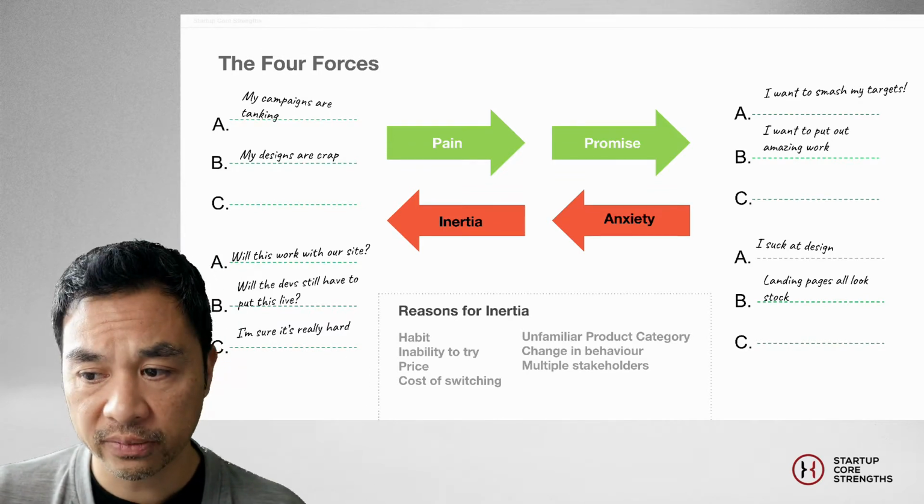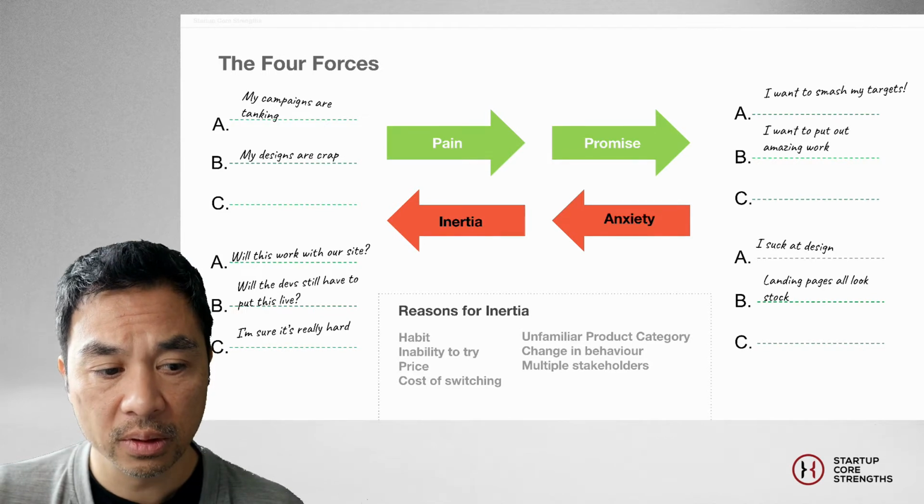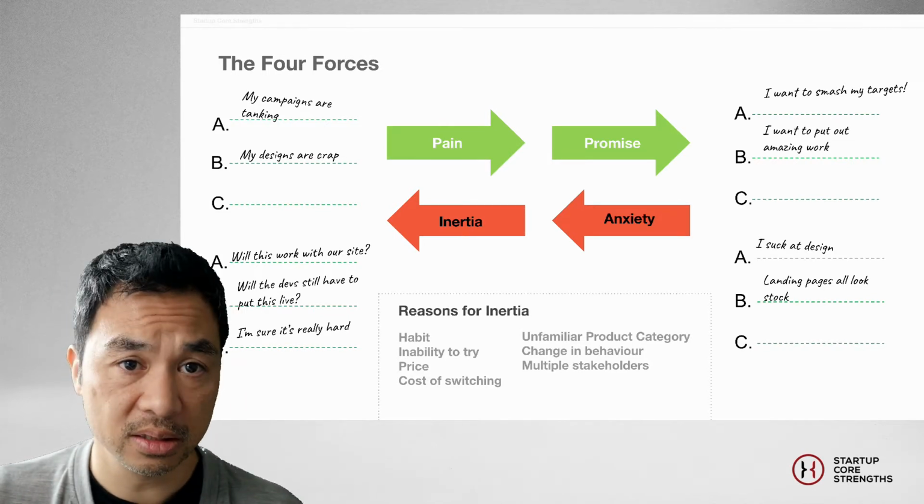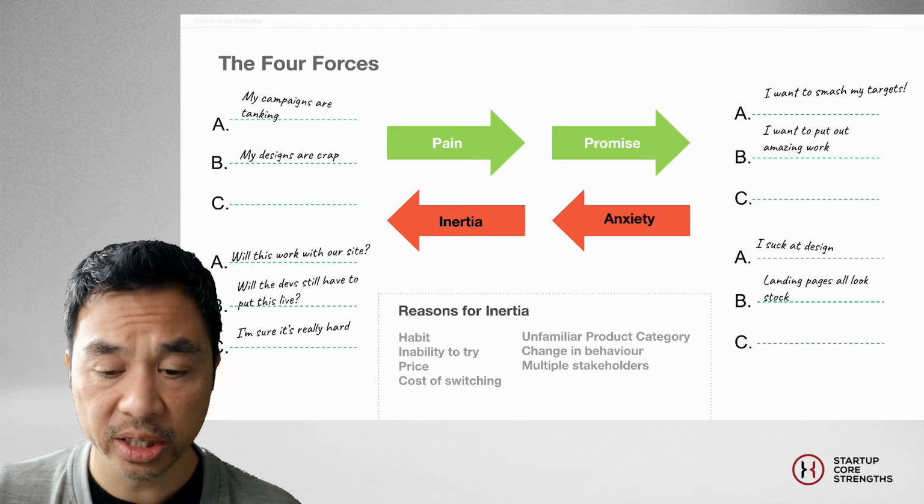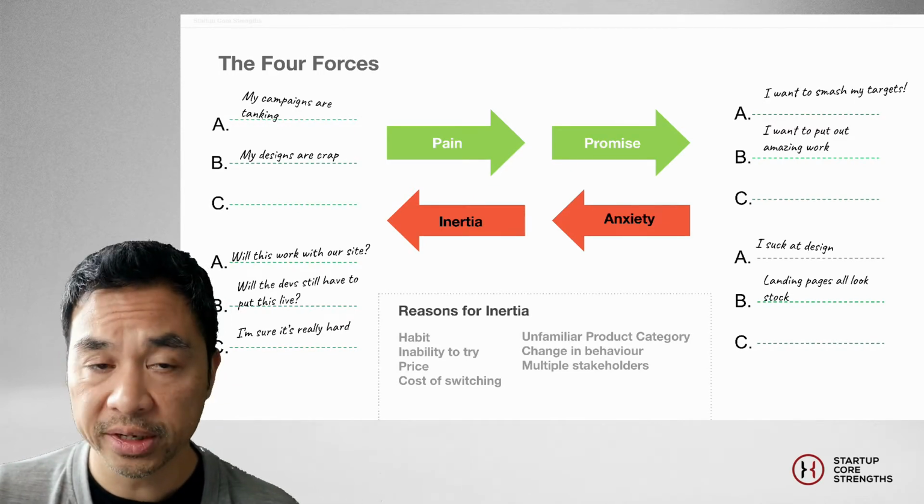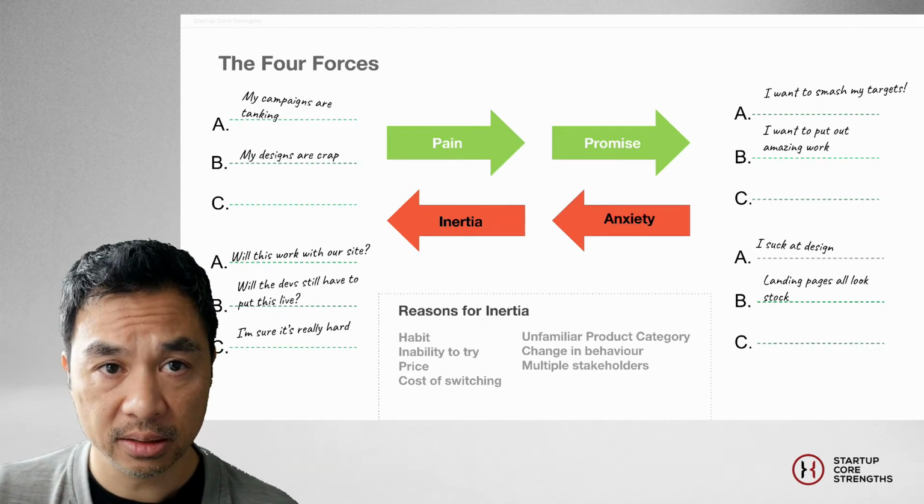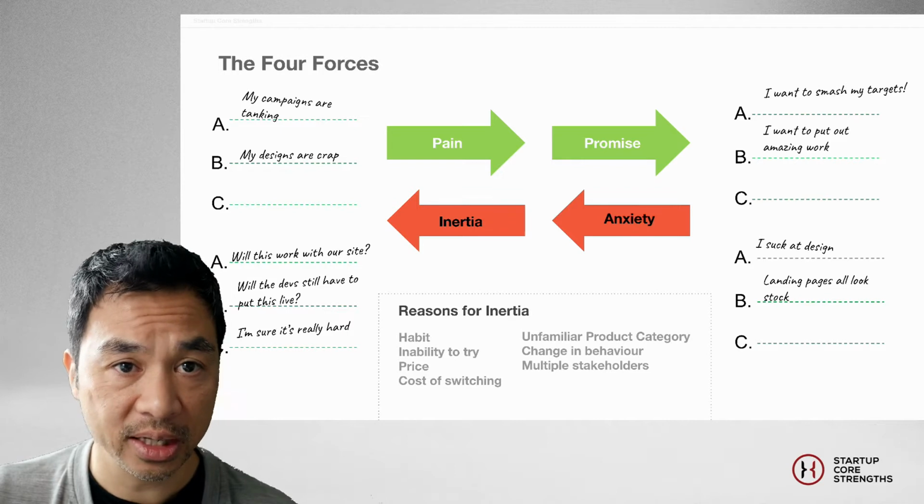So think about your product for a second. And if any of your products go up against this, is it an unfamiliar product category? Does it require someone to change their behavior? These are things that you're going to have to overcome. And you're going to have to find ways tactically to address this in your landing page, in your copy.